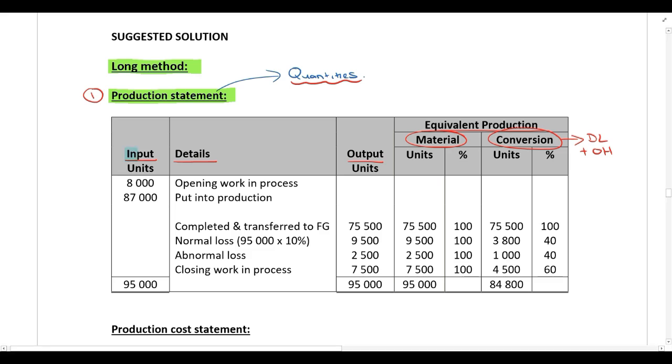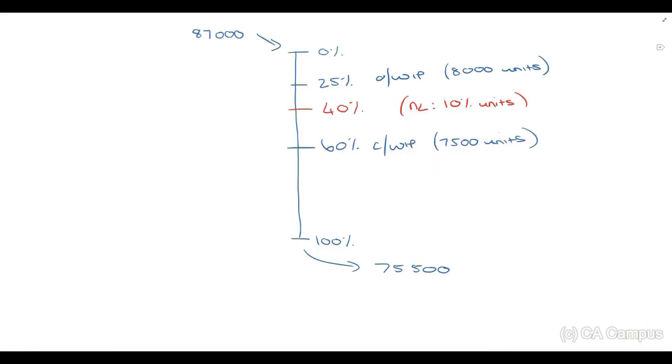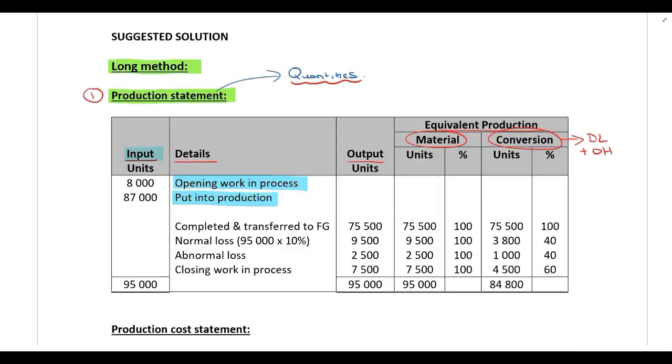So first, we always start with the input column, always. And there's only ever two things that go into my input column. It's my opening work in process and what I put into production during the current period. So we're going to be using this diagram that we put together quite a lot now. How many units did I have in opening work in process? 8,000 units. How many units did I put into production during the current period? 87,000. So we can go and complete that information over here. Opening work in process, what I put into production, and I total my input column.